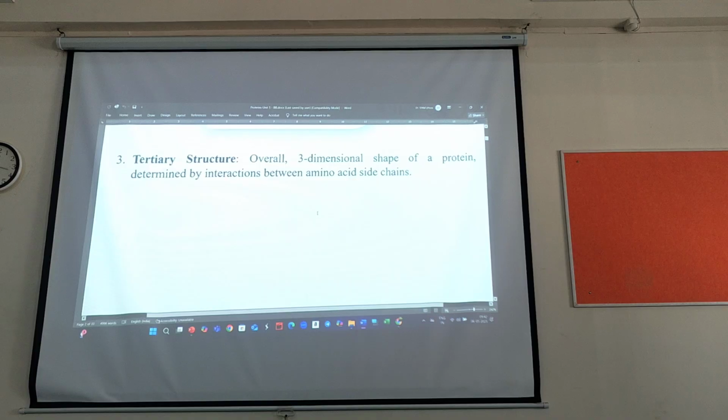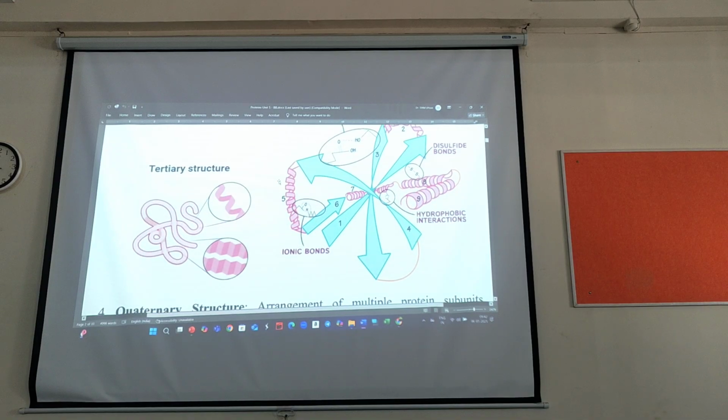In the tertiary structure, this folded or coiled chain becomes a three-dimensional shape. It gives the three-dimensional shape of a protein, which is determined by the interactions between amino acid chains. The amino acid chains fold, come in front of each other, and interactions occur between the amino acids. You can see here it looks like this.